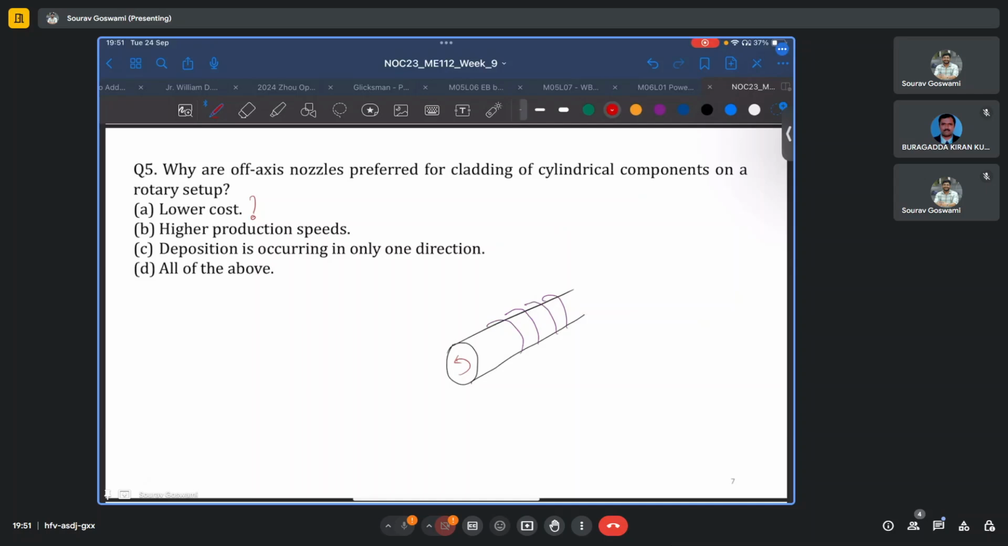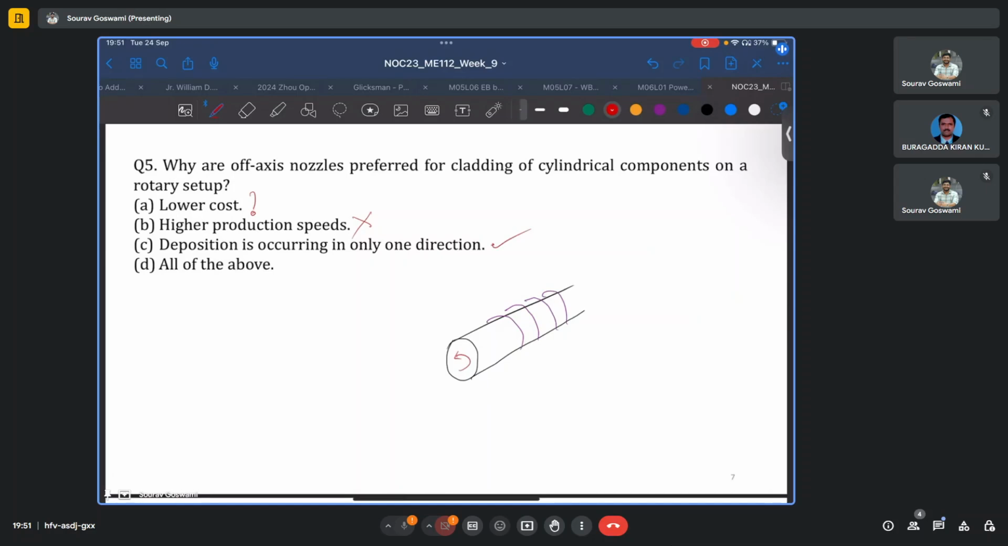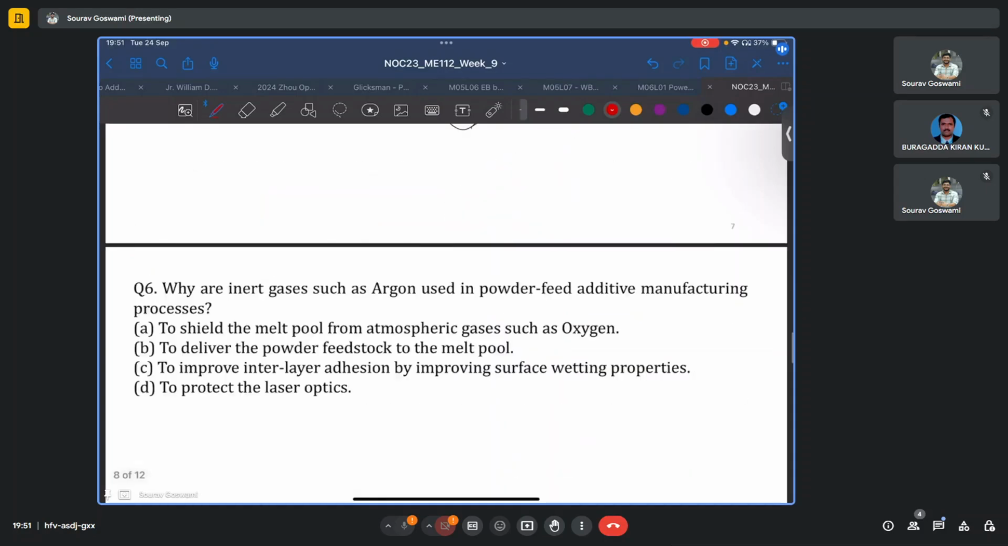Higher production speeds. As we know, the production speed will not be determined by the type of delivery, whether it is lateral or coaxial. Rather, it will be the volume of material delivered. So production speed is not the correct answer. Deposition is occurring in only one direction, which is true because typically with this rotary motion, you are just depositing along the spiral path. Omnidirectionality is not a problem. So the deposition occurs in one path, so your simple lateral nozzles are suitable. All of the above not true at all, of course. So option C is correct.